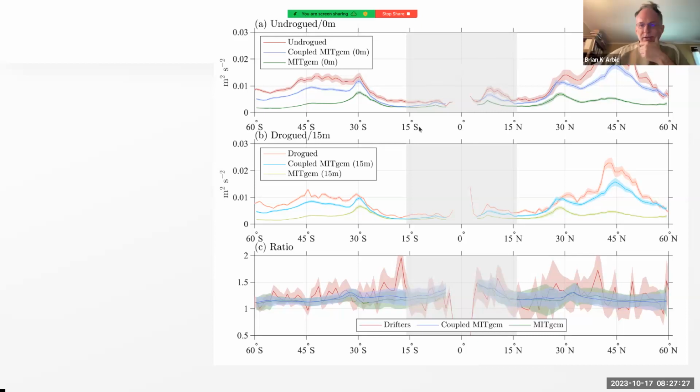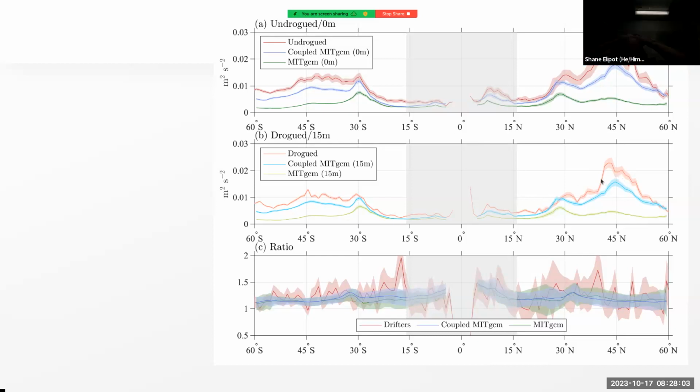I think that's a good summary. I mean, maybe Shen could jump in a little bit. It is not exactly apples to apples because the model is sampled in an Eulerian way, and of course the drifters are Lagrangian. So that might explain some of the differences, but obviously the coupling makes a big difference. Big improvement over the older ocean-only model. Yeah, and also for undrogued drifters, there is an influence of wind slippage in the drifters that is not in the model. Yeah, and Shen.